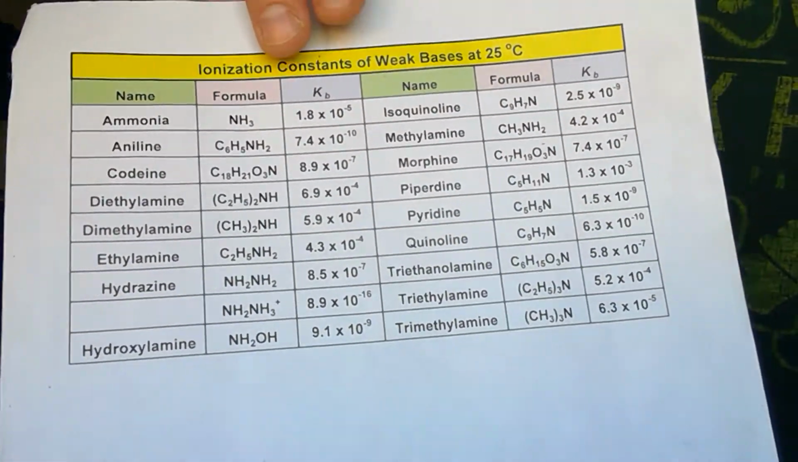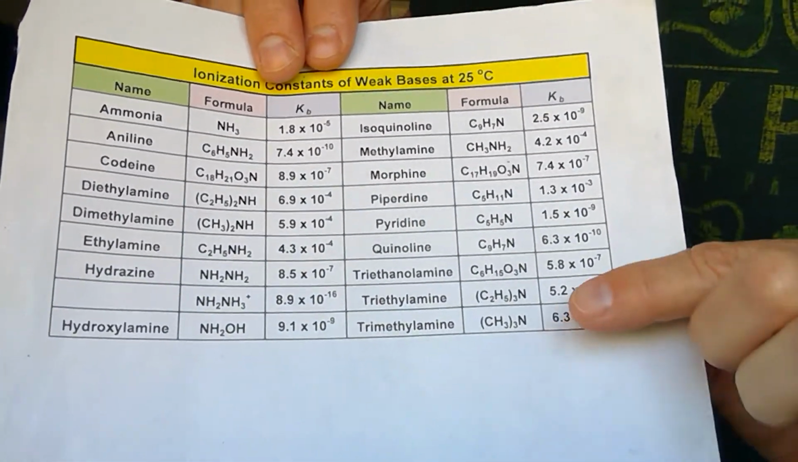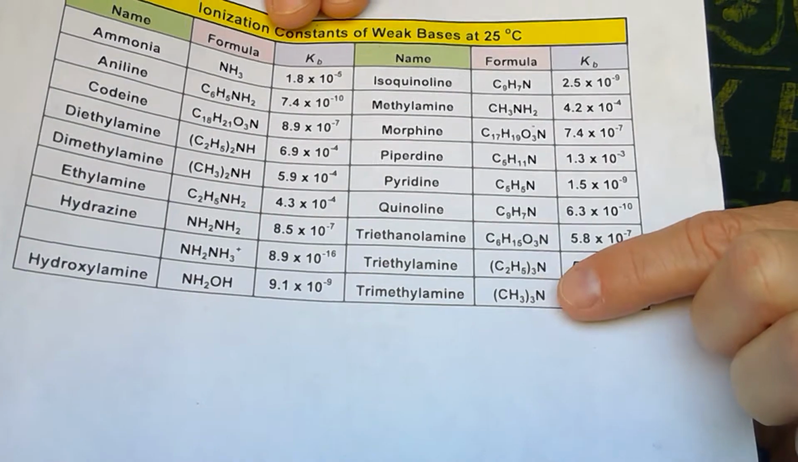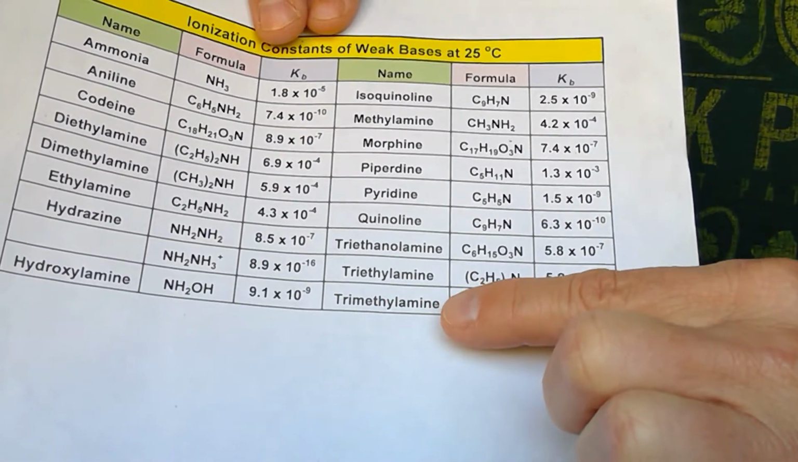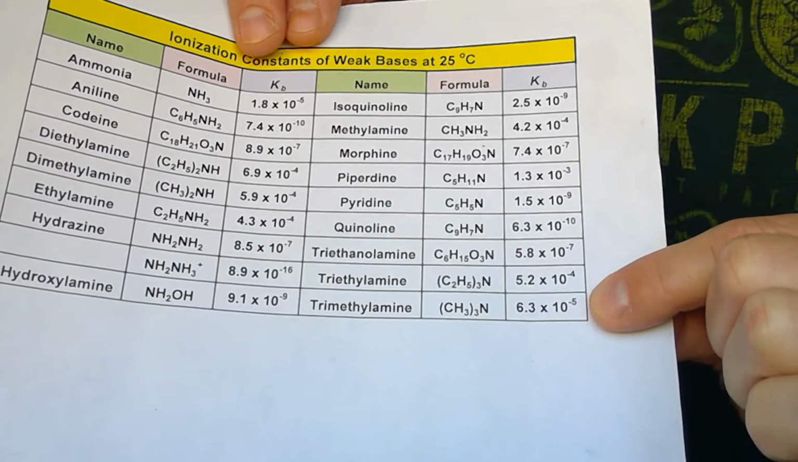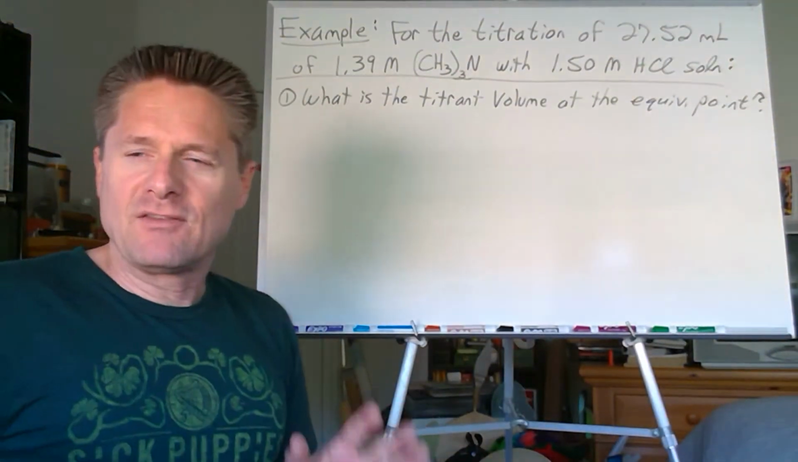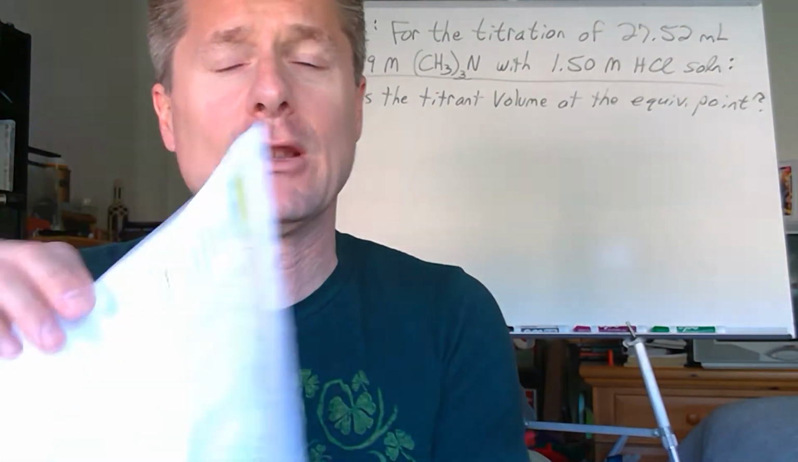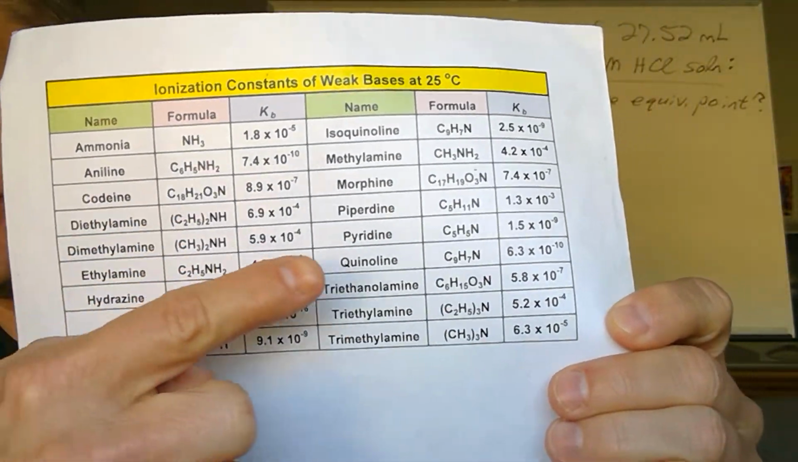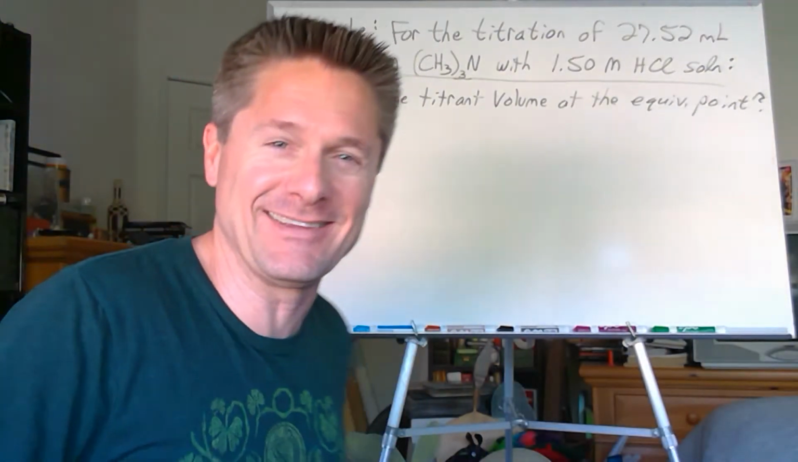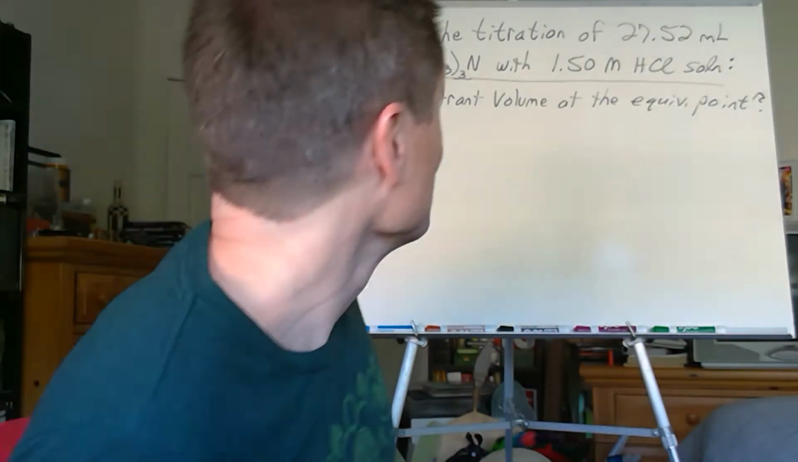So what you can do if you want to make yourself feel more comfortable is look on your Kb table and you can see it right there. You see the CH3 taken 3 times, N. So that's your trimethylamine, and there's your Kb value. I would recommend taking some time and looking over some of these weird ones, especially some of the ones you're familiar with.